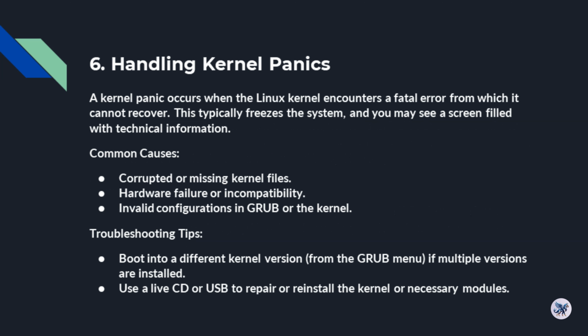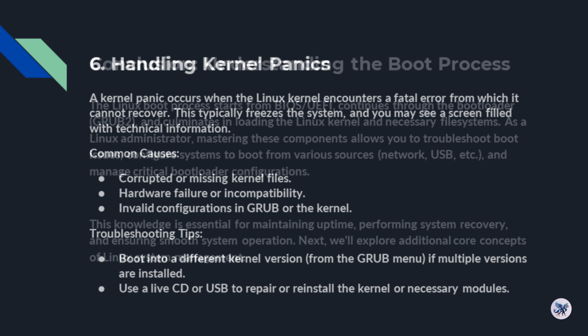Handling kernel panics. A kernel panic occurs when the Linux kernel encounters a fatal error from which it cannot recover. This typically freezes the system, and you may see a screen filled with technical information. Common causes: corrupted or missing kernel files, hardware failure or incompatibility, invalid configurations in GRUB or the kernel. Troubleshooting tips: boot into a different kernel version from the GRUB menu if multiple versions are installed. Use a live CD or USB to repair or reinstall the kernel or necessary modules.